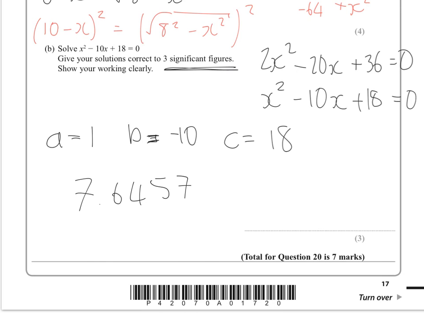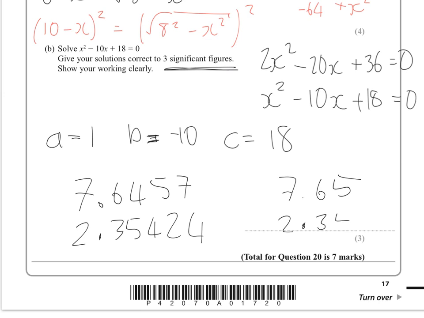From that, you will get the solutions, 7.6457 and also 2.35424. Now to 3 significant figures, well, that's going to be 7.65 and also 2.35.